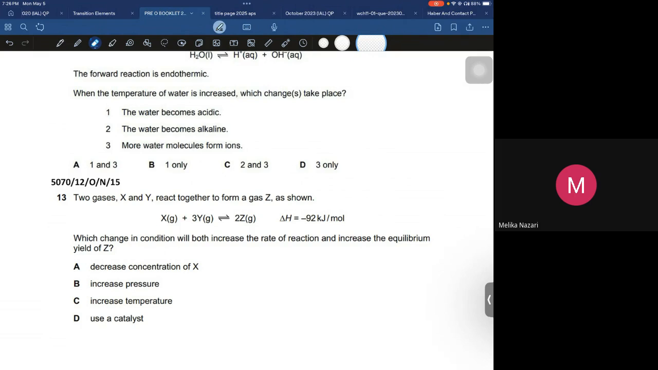Yes, because when we increase the pressure, the volume decreases. Particles come close to each other and would collide in a more frequent manner. Hence, I can say the rate would be increasing. So option B is correct. Are you getting my point? Okay.